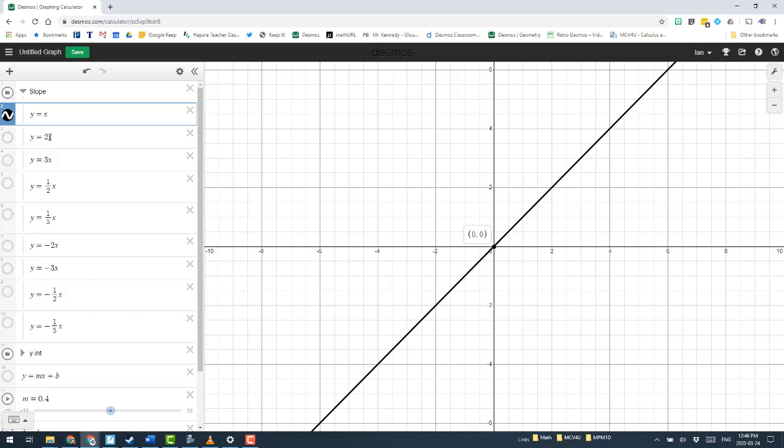So let's go ahead and look at what happens when I change my slope. Let me turn on this line, y equals 2x.